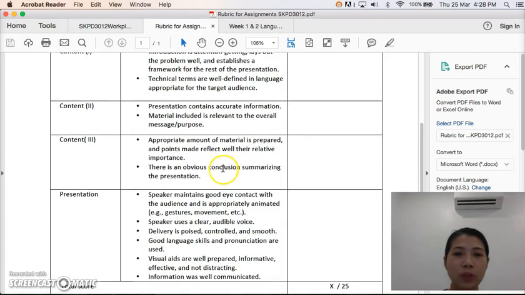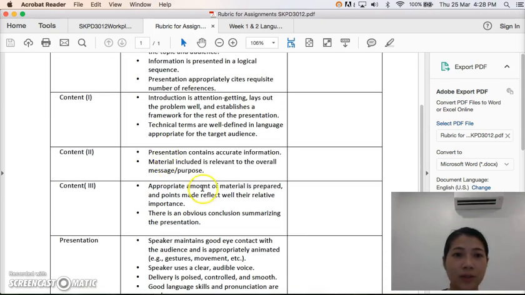So the accumulation at the end, the X over here, if it's like 18.7, I'll round it up. Anything exceeding 0.5, it will be 19. But if you get 18.3, then I'll give you 18. Okay, so the second content, presentation contains accurate information. Materials included is relevant to the overall message and purpose. These 2, each is 2.5.